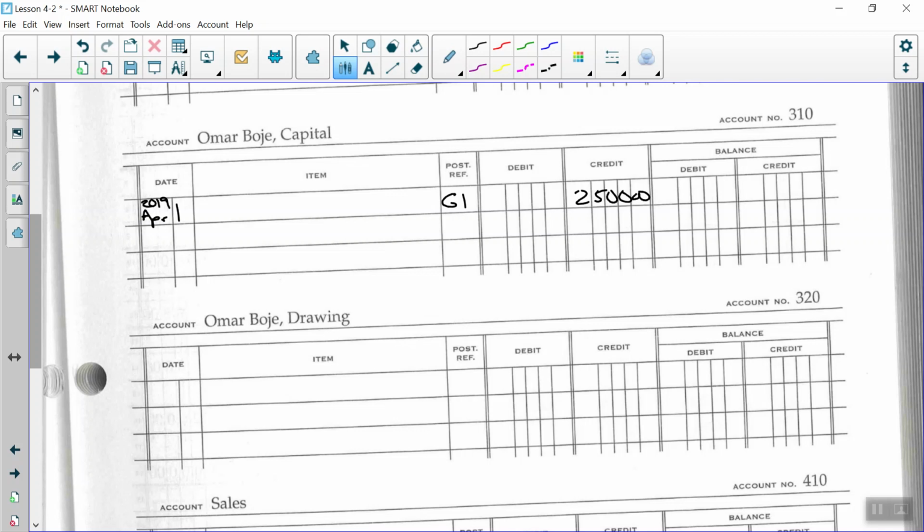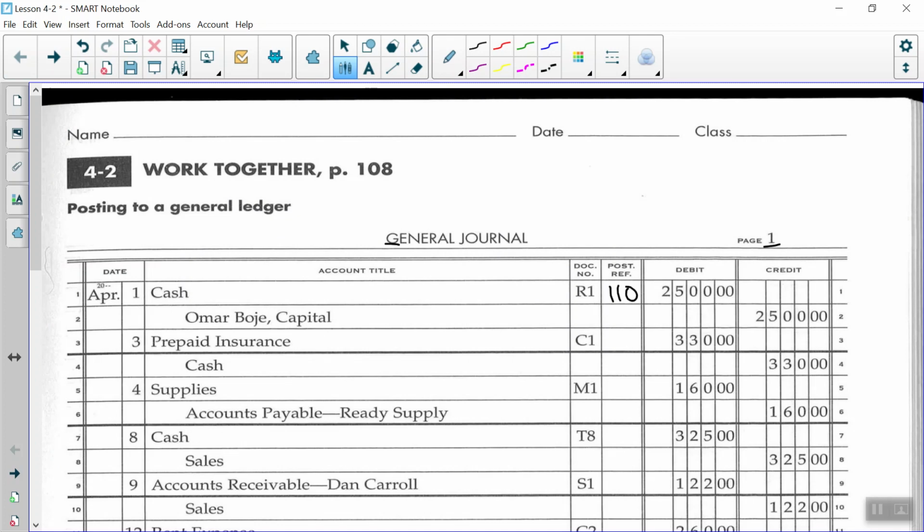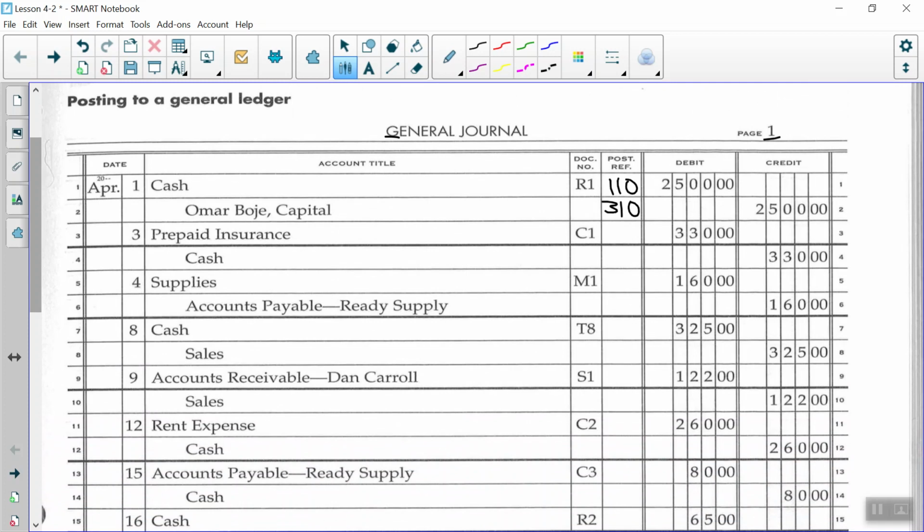Capital has what kind of normal balance? Credit. So over on the balance side, $2,500. Okay, everybody good? Okay. Then the last step, go back to page 61. Right, 310. Where? In the post reference. Okay.